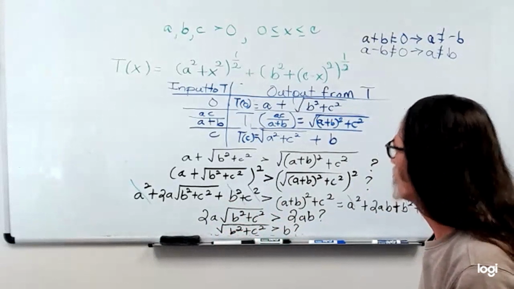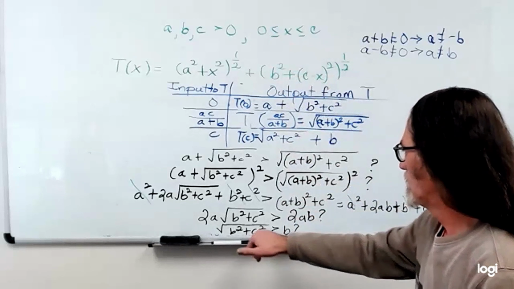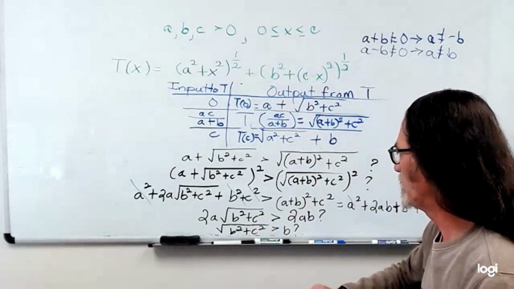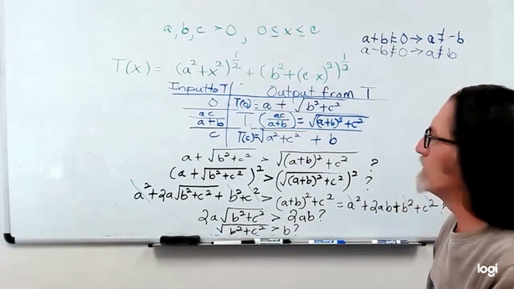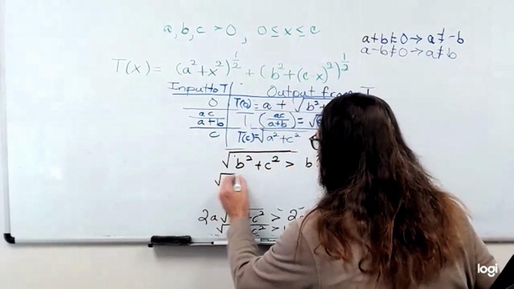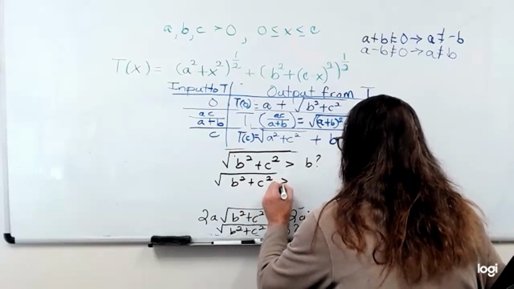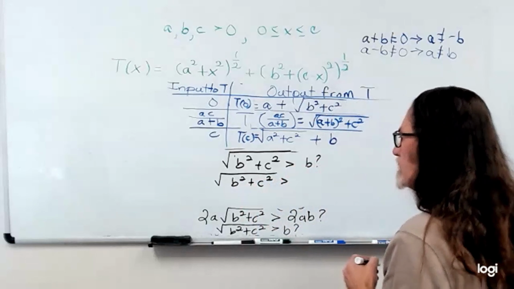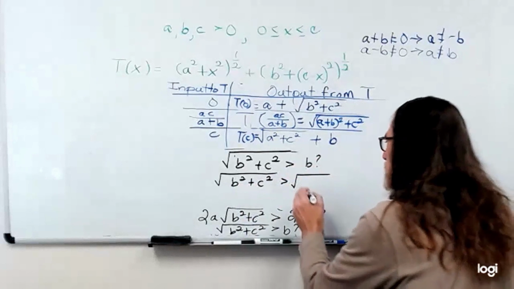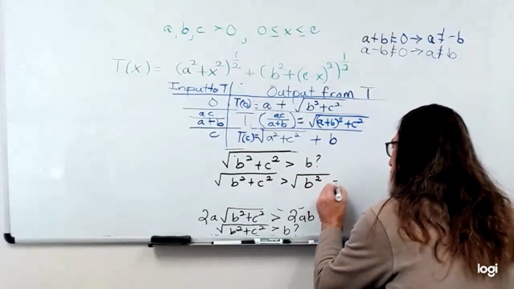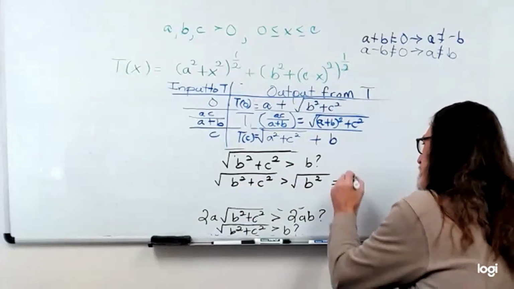Well, since c was strictly positive, then c squared is strictly positive, and adding that to b squared will give us something greater than b squared. Taking the square root of something smaller will give you a smaller square root. And since b was strictly positive again, square root of b squared is b.